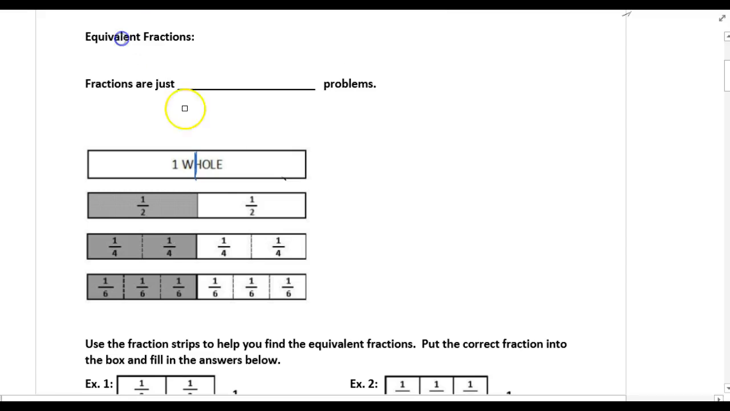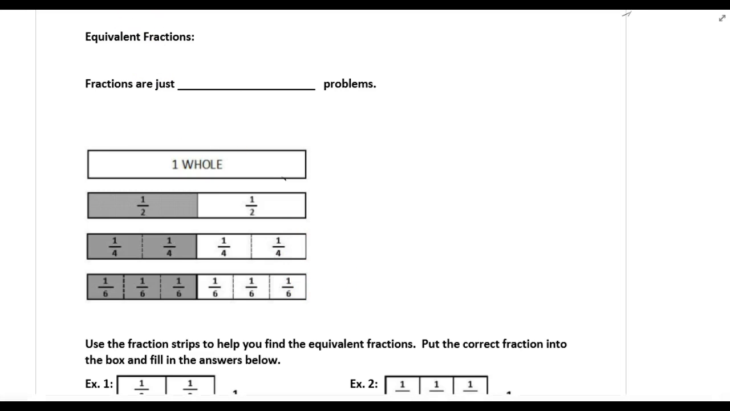okay, so if we take this whole rectangle, right, what I have to notice is all 4 of these rectangles are the same size, right? But I could take this rectangle and cut it into any number of equivalent pieces I want. I can cut it in 2 pieces, right? Like the second one here. I can cut it into 4 pieces. I can cut it into 6 pieces.